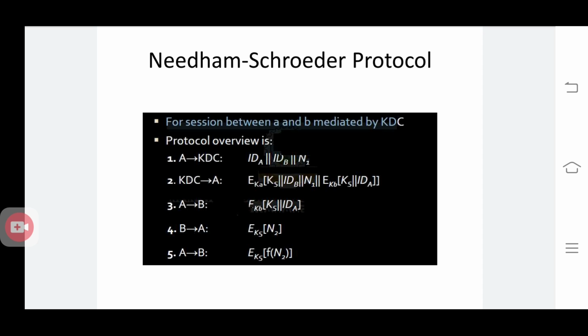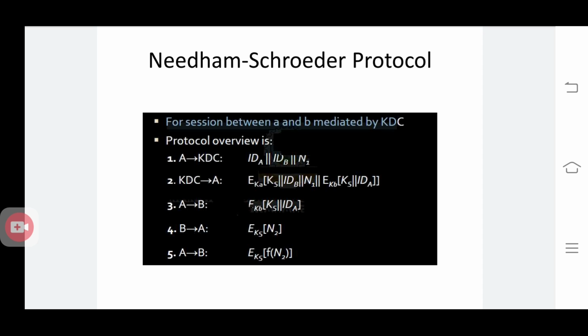So first, A to KDC, what is the information sent? IDA, the identity of A, the identity of B, and the nonce value. And in the second step, you can see KDC to A. So A securely acquires a new session key. What is the new session key? That is KS. KS can be acquired by A from the KDC securely. How is it said to be secure? Because there is an encryption there.